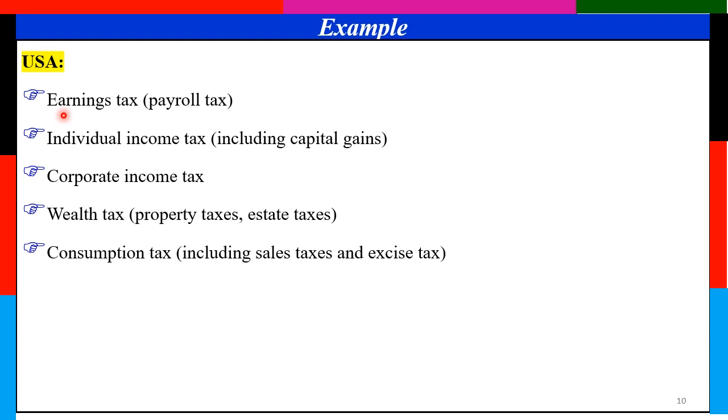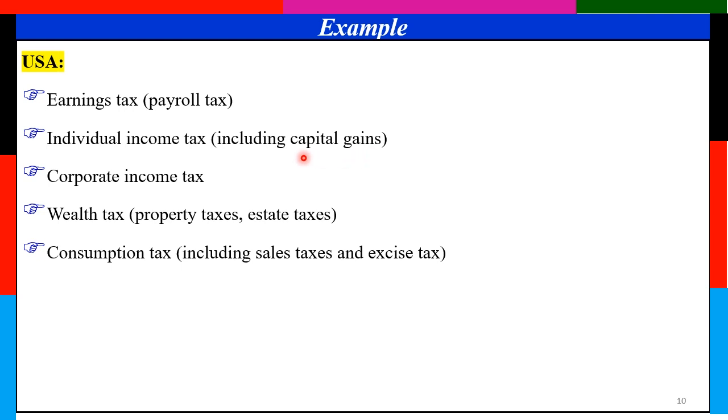For USA, maybe the source of the tax is earning tax, that is the payroll tax from the employment. Individual income tax, including capital gain. Capital gain, what does gain mean? Stock, selling of the stock, selling of shares.